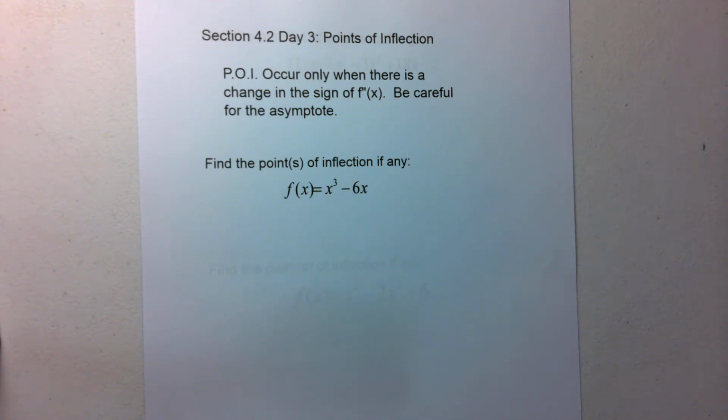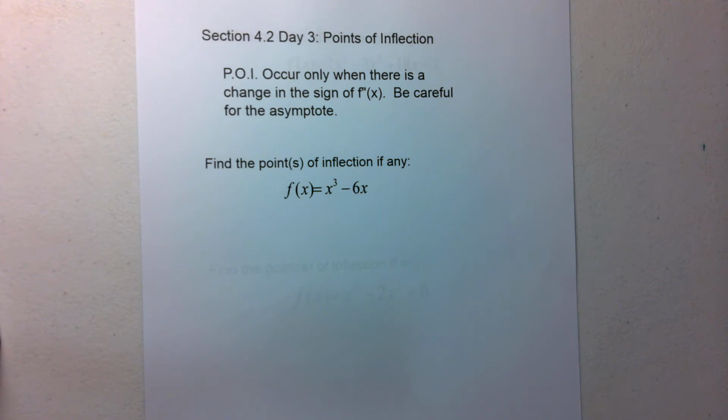All right, for the last couple of days, we've talked about concavity. We talked about it with polynomials and with radicals and rationals. And now what we're going to do is talk about that point of inflection. Now we're going to say, is there a point of inflection? A point of inflection is a point in which the concavity changes.